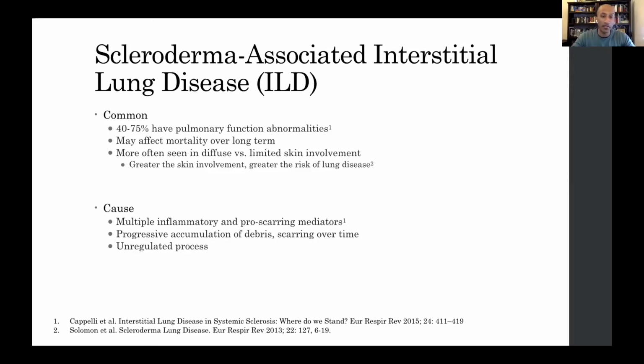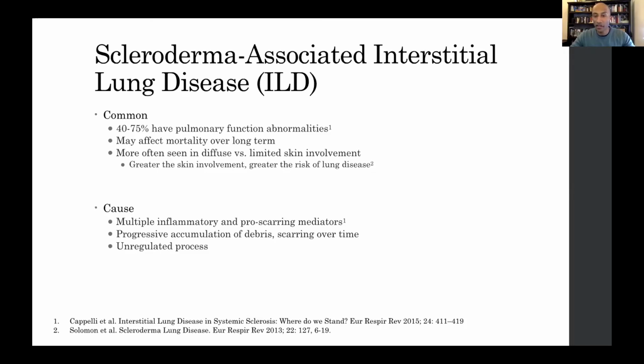The cause of the interstitial lung disease is a little bit uncertain, but there are lots of inflammatory and pro-scarring mediators. So there are all these things circulating around in your blood, and for the same reason that they cause scarring and inflammation in your skin and other organs, they can cause scarring and inflammation in your lungs. Over time, this leads to an accumulation of stuff in your lungs, which leads to scarring.